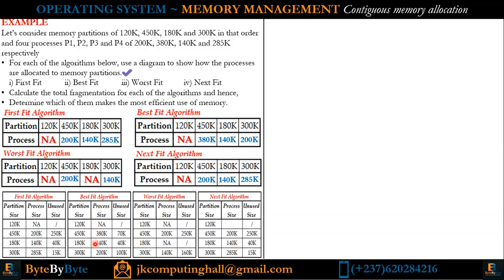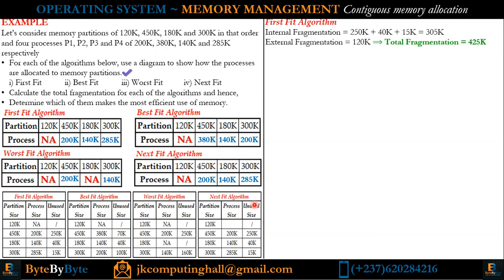Best fit, you reproduce the table. Take note that for a particular partition which is not allocated, the unused size remains empty because we are going to reference it in order to calculate the external fragmentation. You need to know that the internal fragmentation is the sum of the unused portion from partitions that have been allocated, while external fragmentation is the sum of those partitions which were not allocated. That is why the table is, as you can see, the same thing for worst fit and next fit.